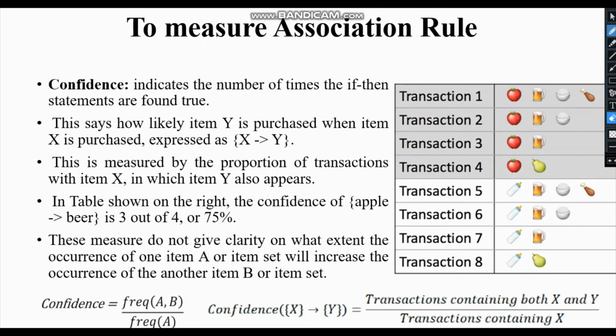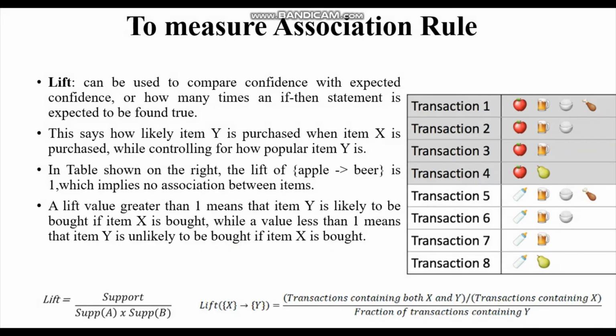This method has one drawback. This measure does not give clarity on to what extent the occurrence of one item A, that is item X, or item set will increase the occurrence of another item set B. So that is why we have one more calculation called lift. The lift measures, it can be used to compare the confidence with expected confidence, or how many times an if-then statement is expected to be found true.